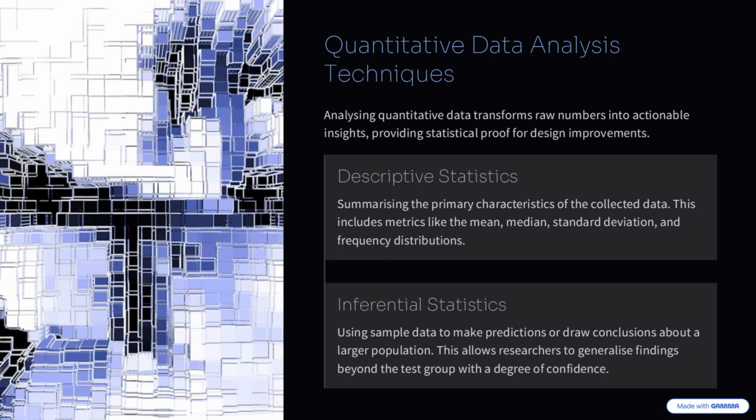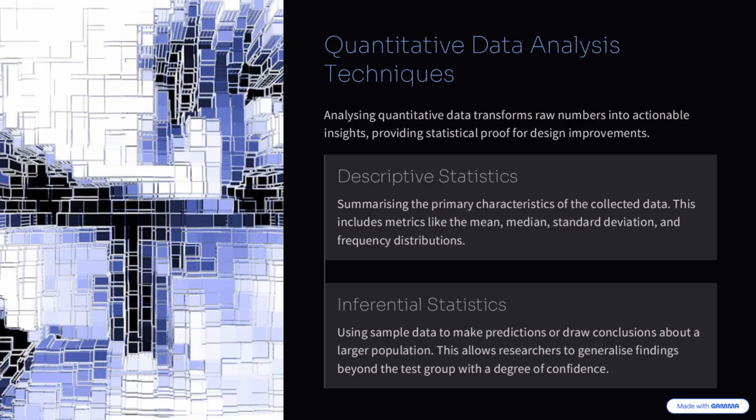Sure. Descriptive statistics tells you about your specific test group. Our 100 test users had an average task completion time of 15 seconds. That's a fact about that group. Inferential statistics lets you extrapolate from that. You might say, based on this sample, we're, say, 95% confident that the average completion time for all our potential users would be between 14 and 16 seconds. Or you predict future behavior. Got it. So you generalize from the few to the many. That's the goal.